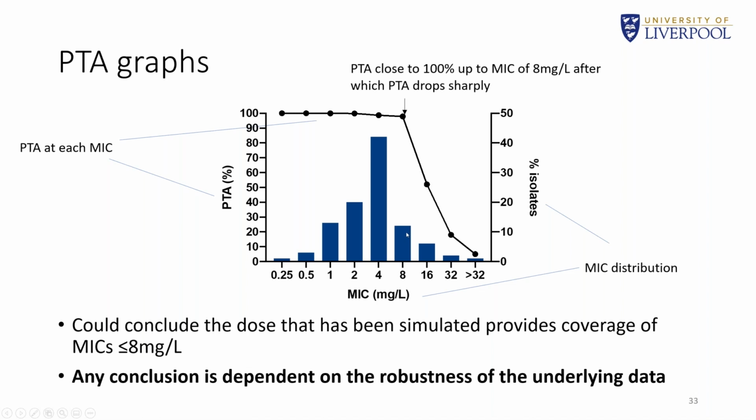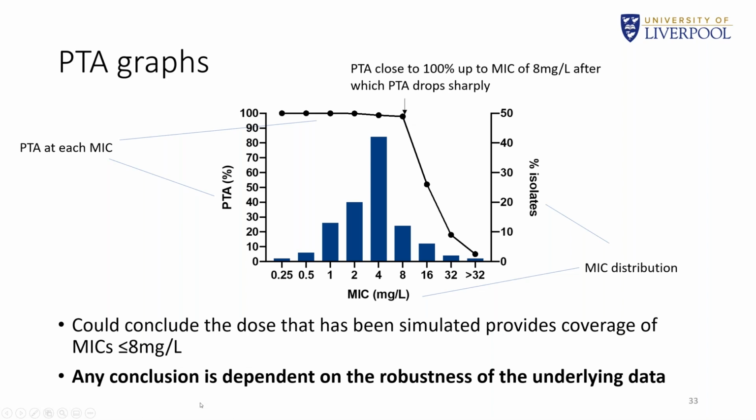And this is happening in this example at an MIC of 8. Now, to really put into context that MIC at which the PTA drops, we tend to overlay our PTA over that MIC distribution. So here we're reading the MIC distribution from the right-hand axis, so the percentage of isolates from our panel at each MIC. So you can see in this example here, your MIC90 is probably around 8, and what you can see is the PTA is still high at that MIC of 8.